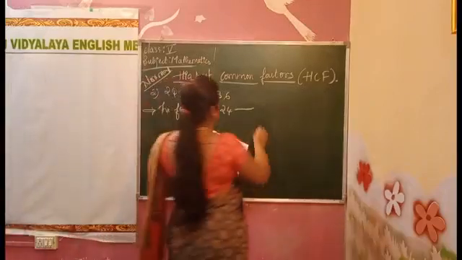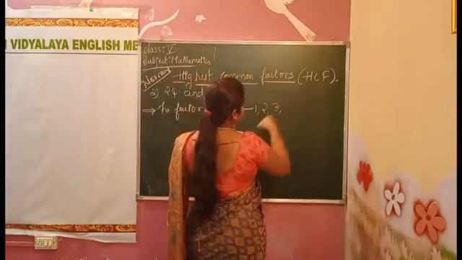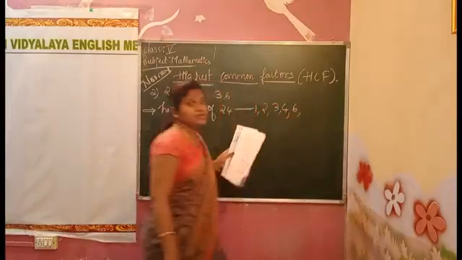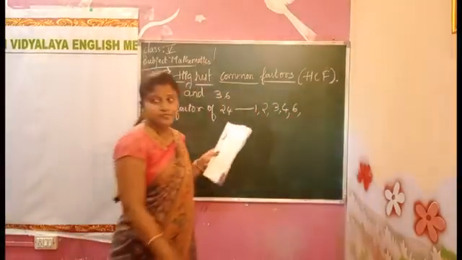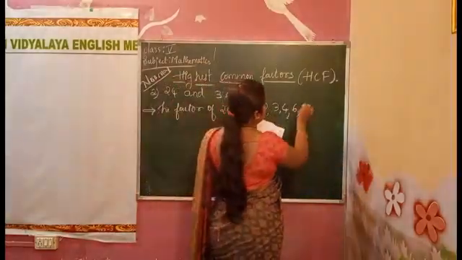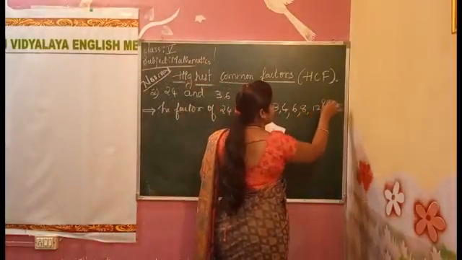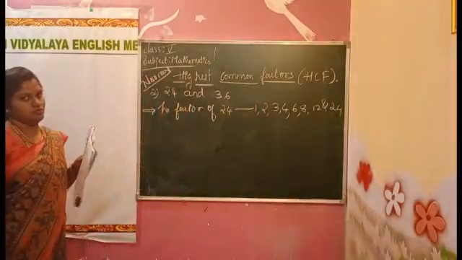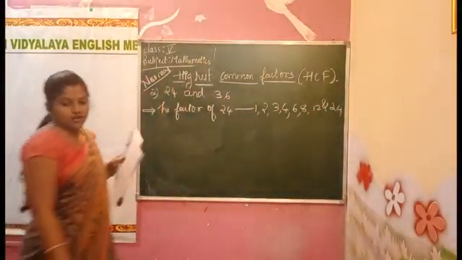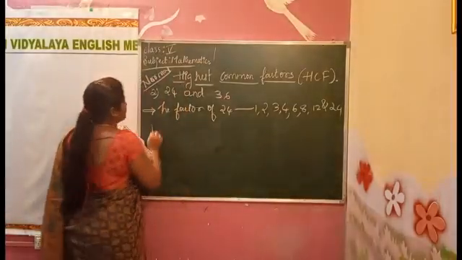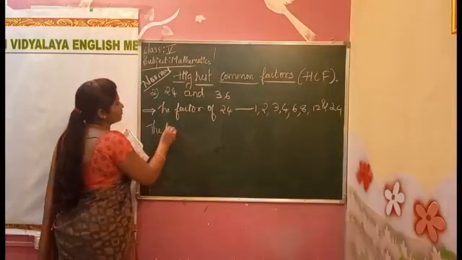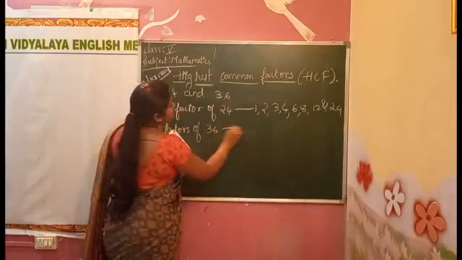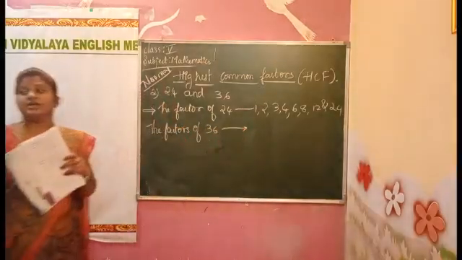In the one table we have, in the two table we have, in the three table we have, the four table we have, 6. Yes, in the 6 table we have. After that, in 8, in 12 and 24 itself. Okay, now like that we have to see the factors of 36.